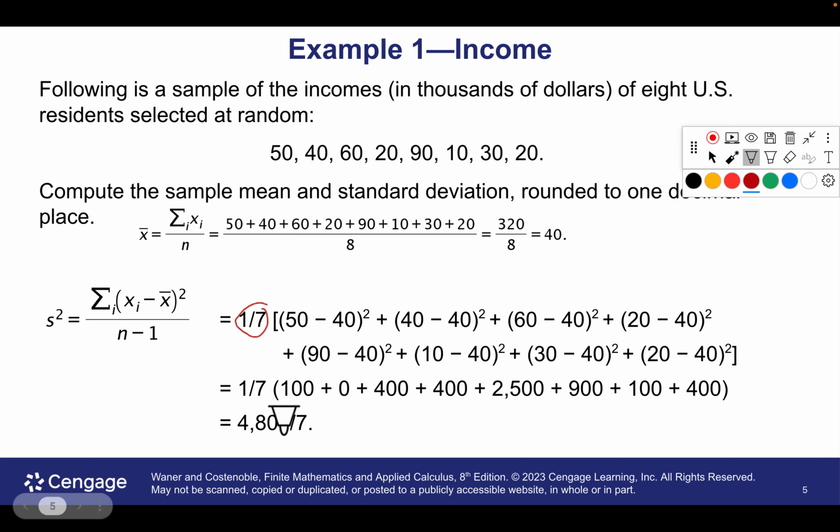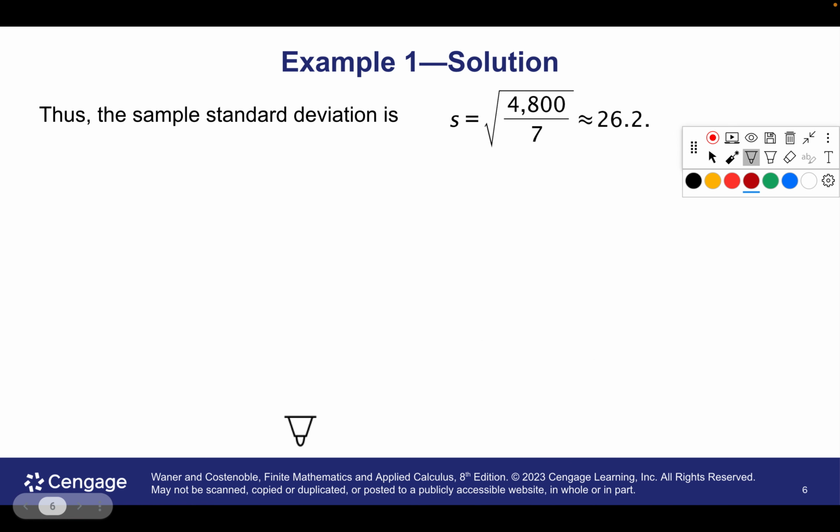Do all of this. This is 4,800 divided by 7, which gives us a standard deviation of 26.2.